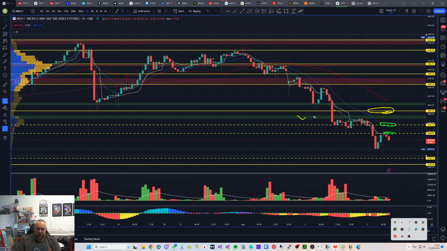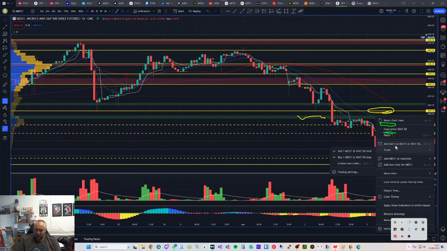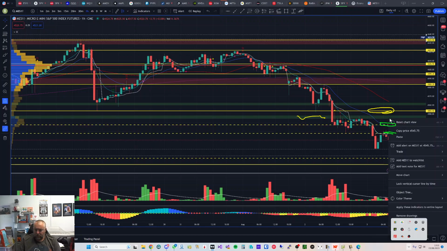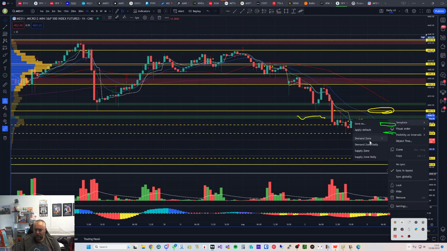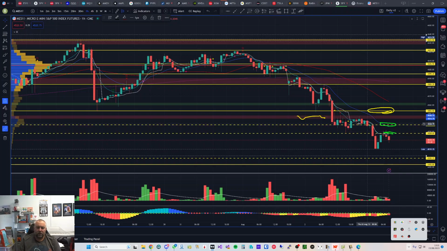And also we've got this zone. This used to be a demand zone, now it's a supply zone. I need to change that to red, just to remind me. One second, here we go. So that's now a supply zone, and that's a potential rejection area as well.